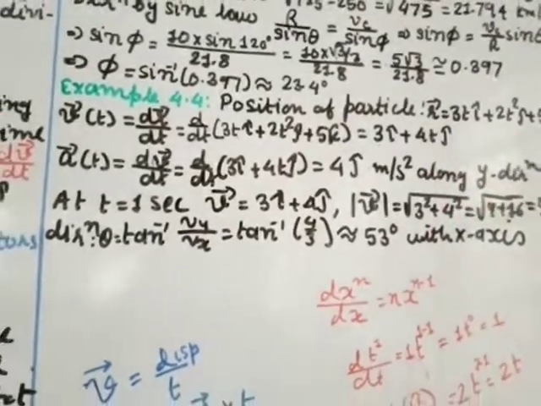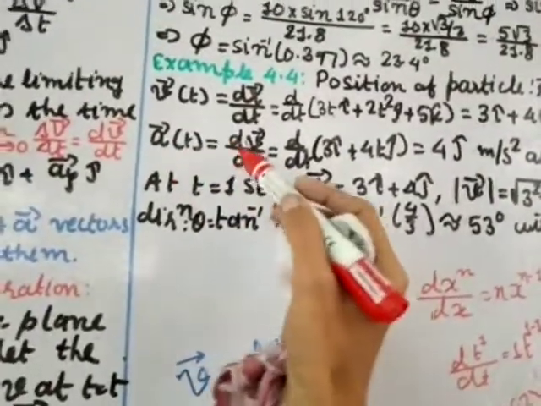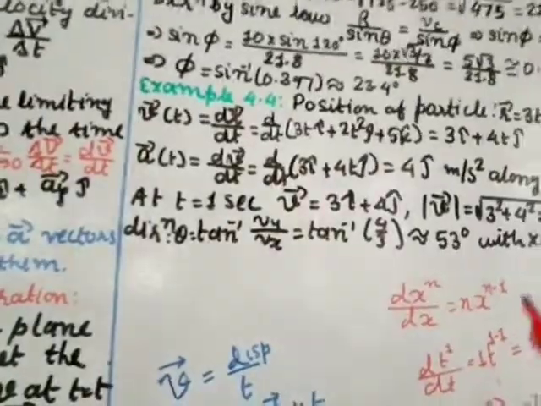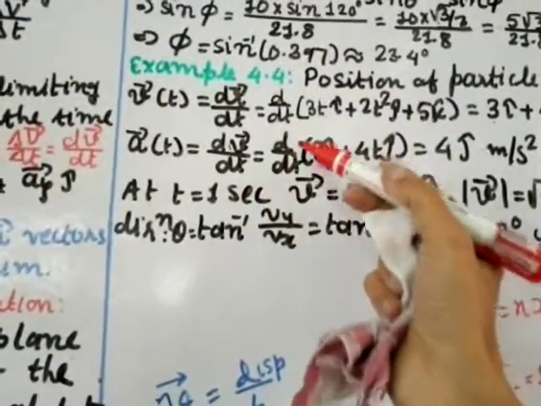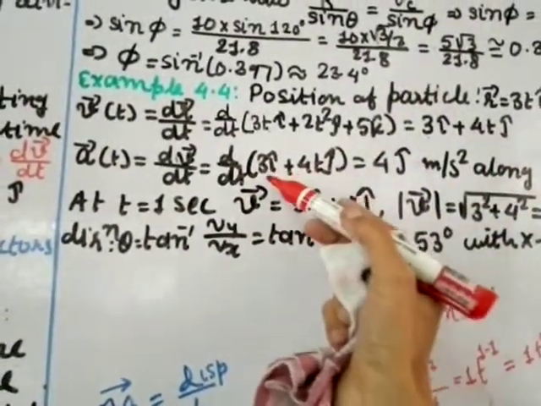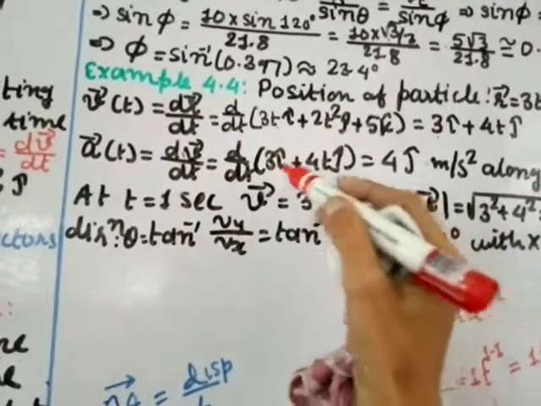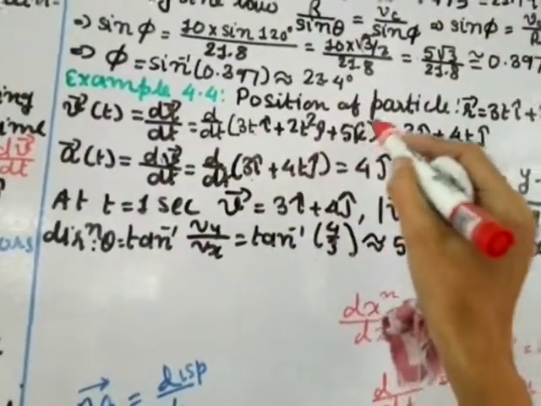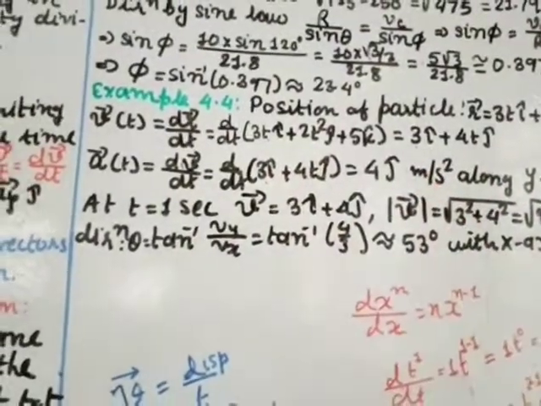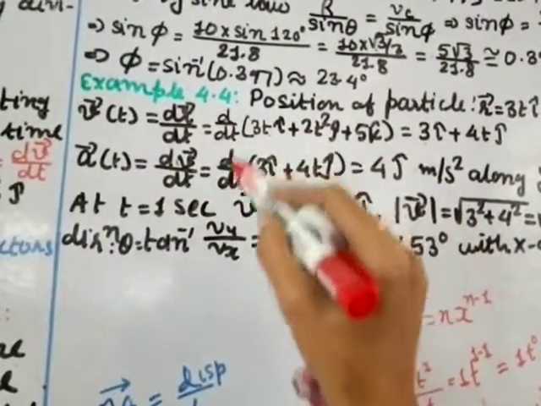Now they have asked for the acceleration also, a(t). For that you have to differentiate the velocity once again, so acceleration equals dv/dt. So d/dt of 3 i cap + 4t j cap. Here there is no t in the first term, so it is a constant, and its derivative is 0. So this term will not come.